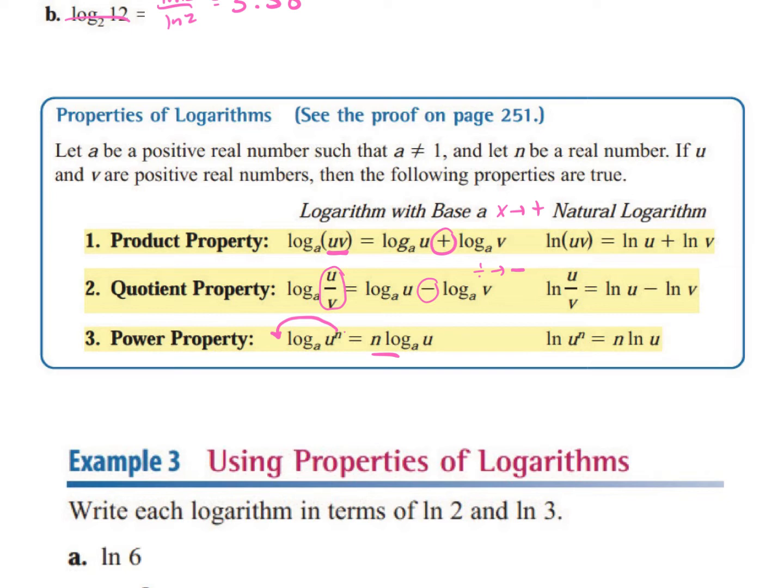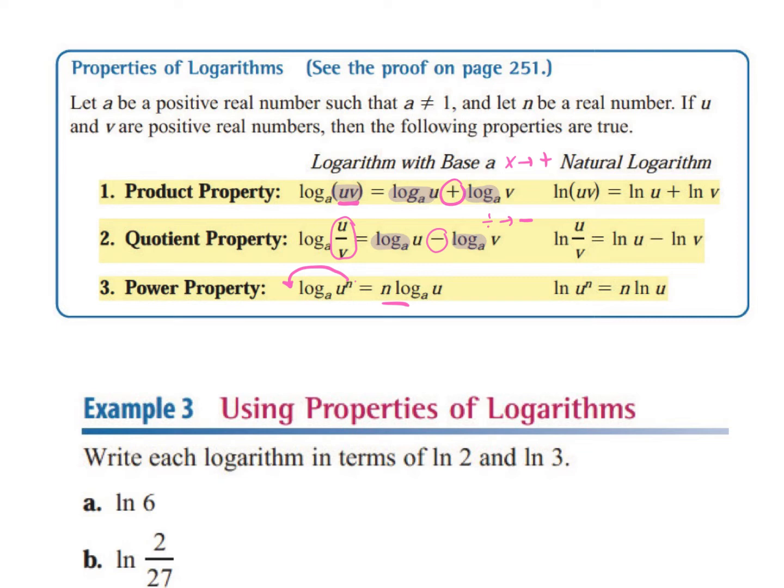It's important to know that anytime you split it up, when I break it up into the log of u plus the log of v, they each get their own log. So anytime you break it apart, each term gets its own log. Same thing with division. When I break it up with subtraction, each term gets its own log. And the same things work with the natural logs too. So instead of log with whatever base, it's just ln, but it's the same properties.